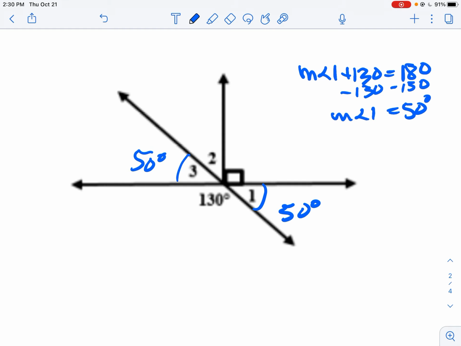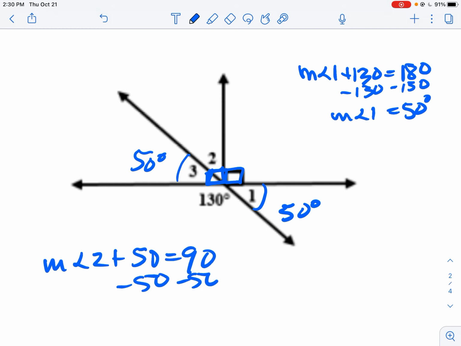Now we have to find angle 2. Well, we have this right here, because this side is 90, that means this side is 90. So we have the measure of angle 2 plus 50 equals 90. Subtract out and get the measure of angle 2 equals 40 degrees.